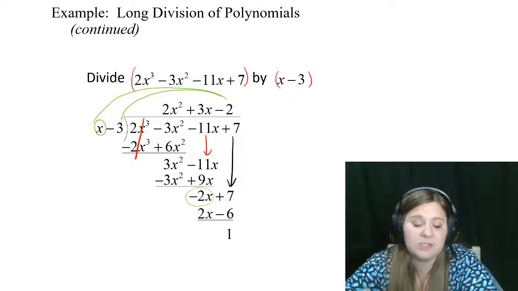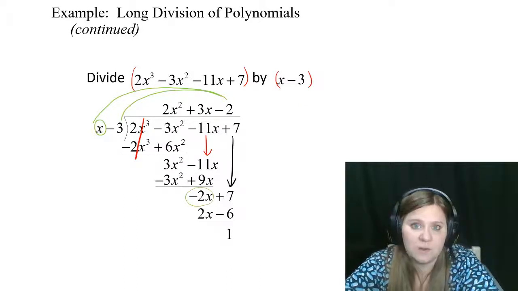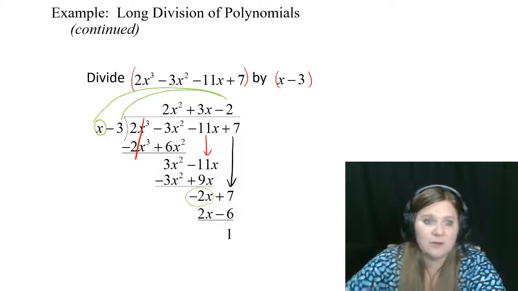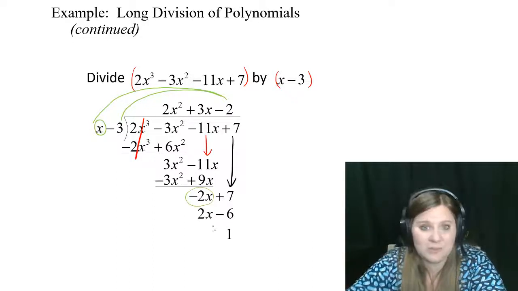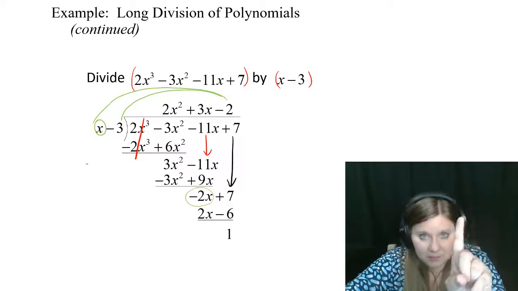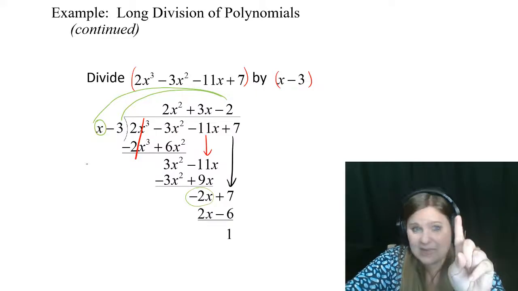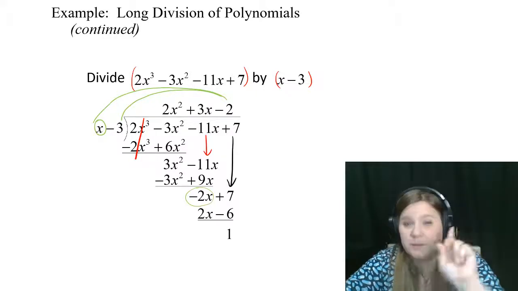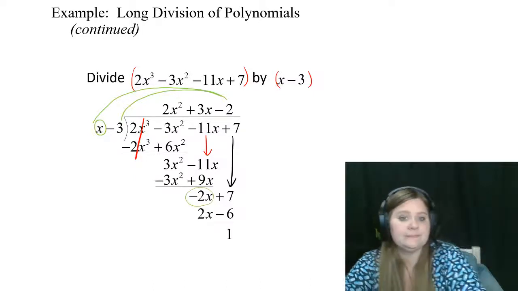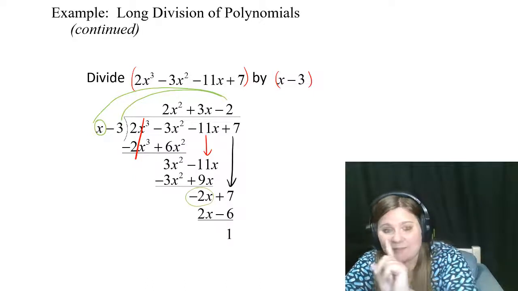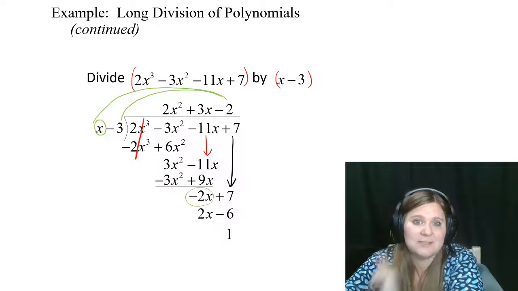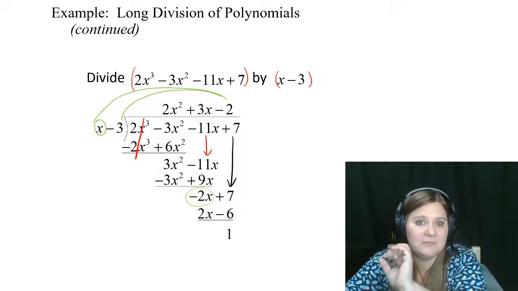2 ways I know that I'm stopping. First of all, what I have left over is a smaller degree than what I have over here. So x minus 3 can't go into 1 because this is degree 0, and that's degree 1. So again, the number 1 is degree 0 because it has no x, whereas x minus 3 is degree 1 because it's x to the 1.